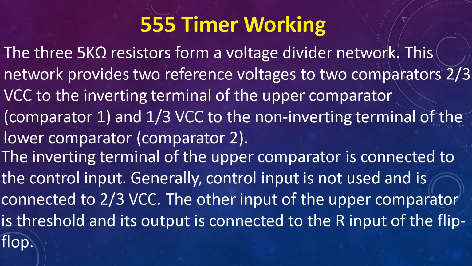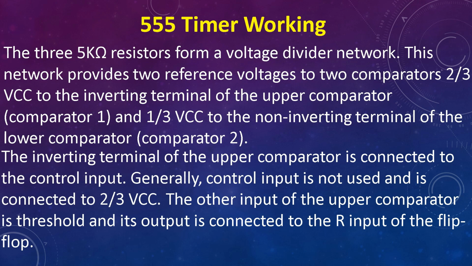555 timer working. The 3 5K ohm resistors form a voltage divider network. This network provides 2 reference voltages to 2 comparators: 2/3 VCC to the inverting terminal of the upper comparator, comparator 1, and 1/3 VCC to the non-inverting terminal of the lower comparator, comparator 2. The inverting terminal of the upper comparator is connected to the control input. Generally, the control input is not used and is connected to 2/3 VCC.